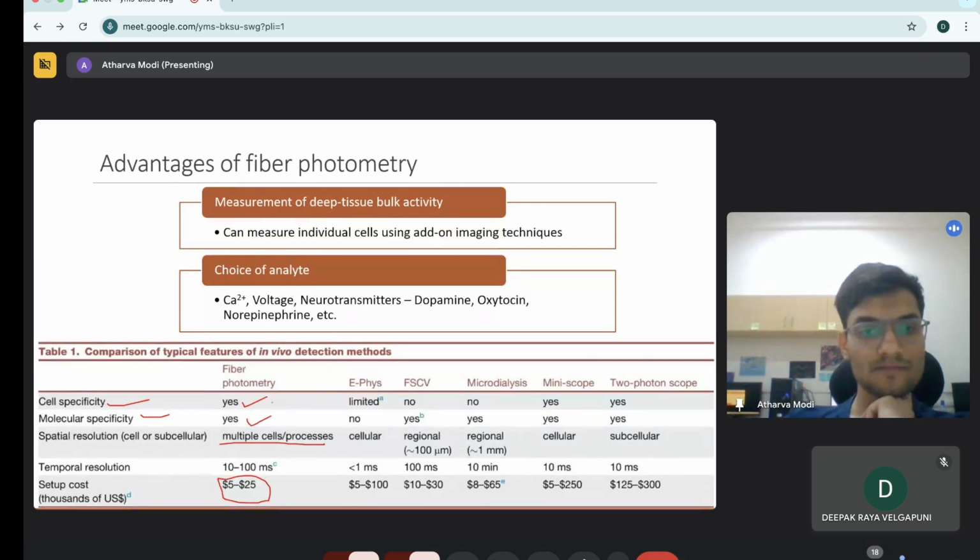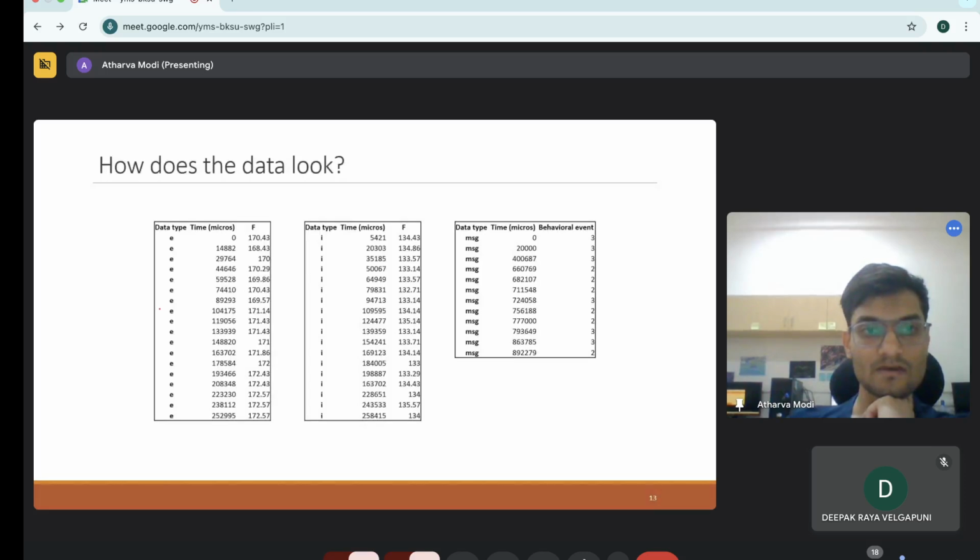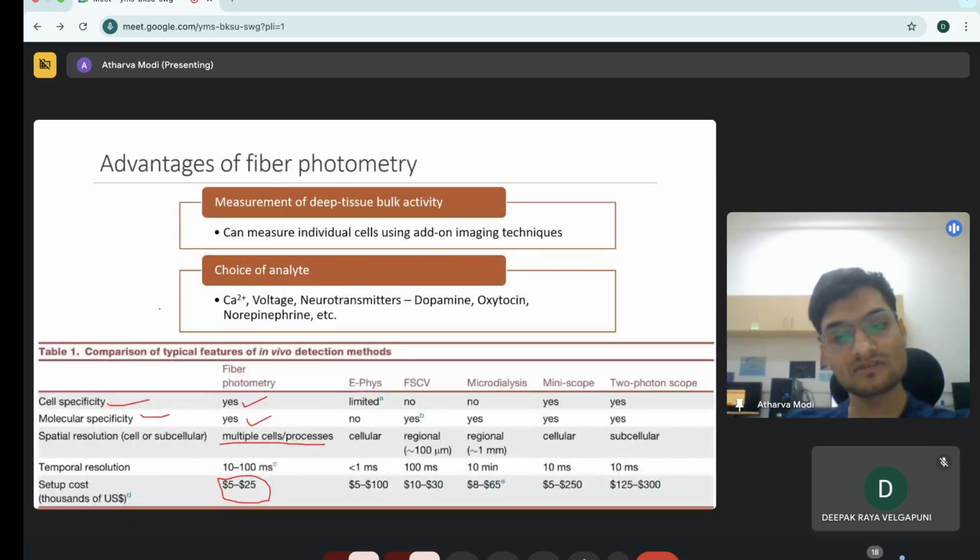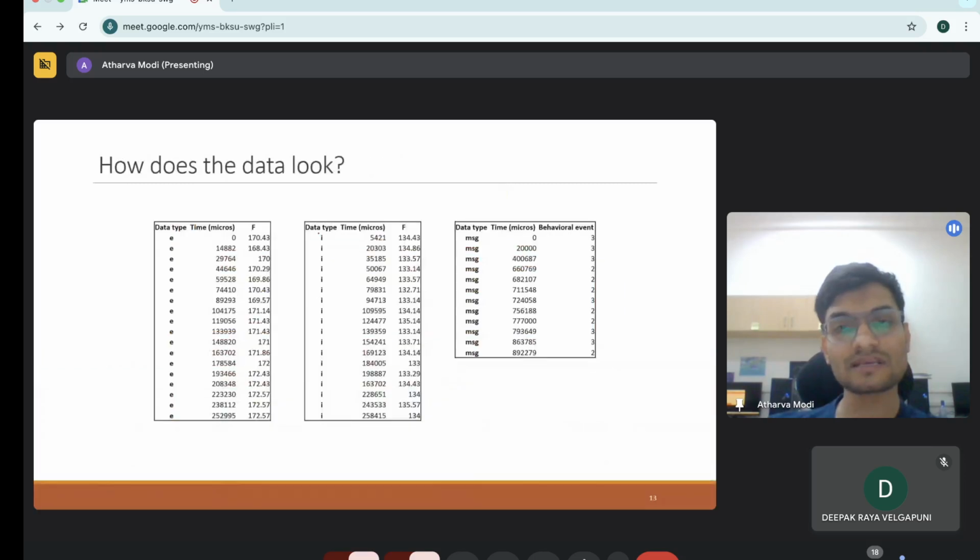So this is about advantages. Now, in the next class, we will see how to analyze the data. From this class, I will just show how the data looks, and from the next class we will study how we analyze this data. So this data looks like this.